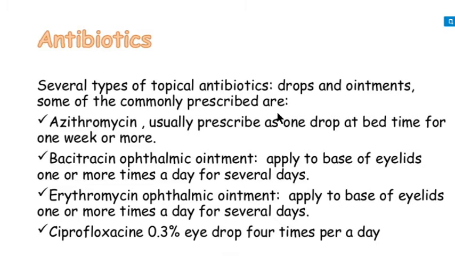Several types of topical antibiotics, drops and ointments are usually recommended, but some of the commonly used are azithromycin, which is usually prescribed 1 drop at bedtime for 1 week or more. Then we have the bacitracin ophthalmic ointment, usually applied to the base of the eyelids 1 or more times, usually 2 times a day for at least a week. Then we have the erythromycin ointment, also applied at the base of the eyelids 1 or more times, right? And again for a week. Then we have the ciprofloxacin ointment or eye drop, that is 4 times a day for a week.